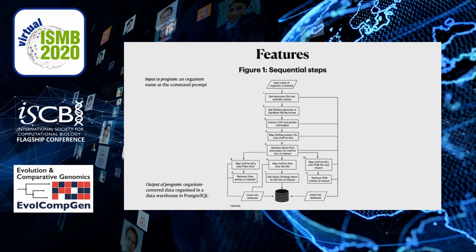To illustrate the features of the software, I've reproduced here figure 1 of the poster. The input to the program is an organism name specified at the command prompt. Given the organism name, TAGOPSIN retrieves taxonomy IDs and scientific names from the NCBI taxonomy database. Once taxonomy IDs are known, in the subsequent steps, data retrieval from GenBank, UniProtKB, PFAM, Gene Ontology, and ISCB PDB is restricted to only those IDs of interest.